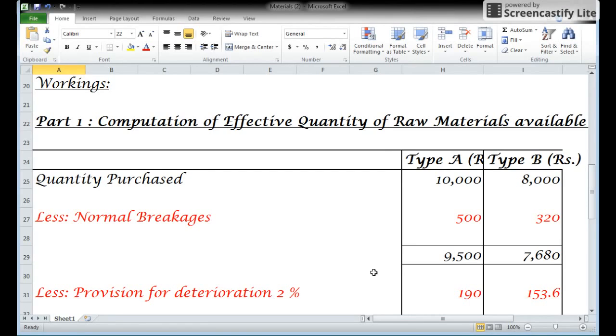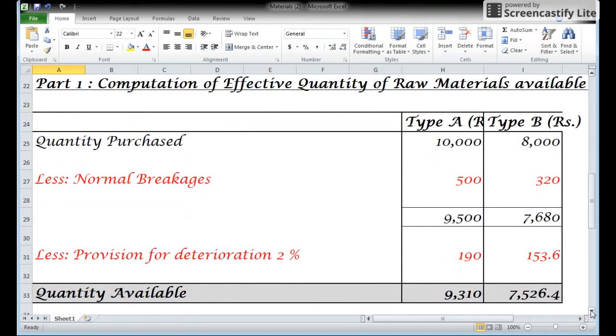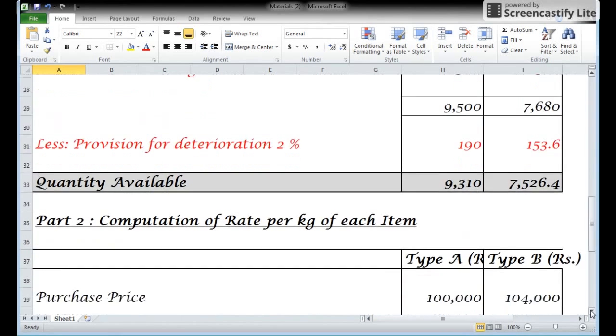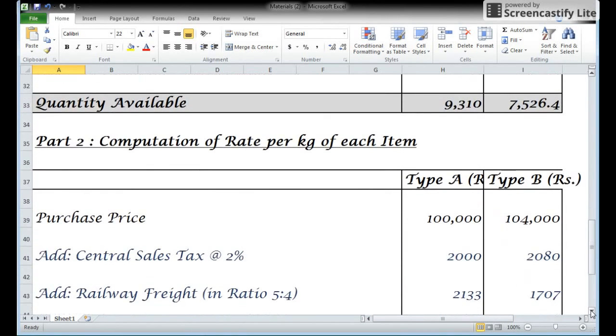When it is not possible to quantify or calculate the amount correctly, it is given as an approximation. So calculate 2% on 9,500 and 7,680. And this would come to 190 and 153.6 respectively. Now the quantity we have in hand which are good to use has been reduced to 9,310 for type A and 7,526 for type B.